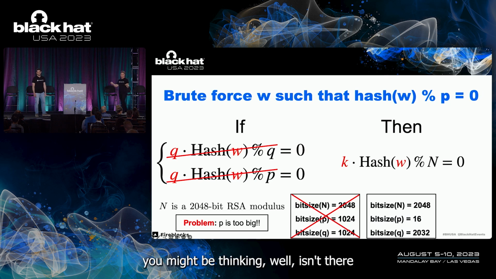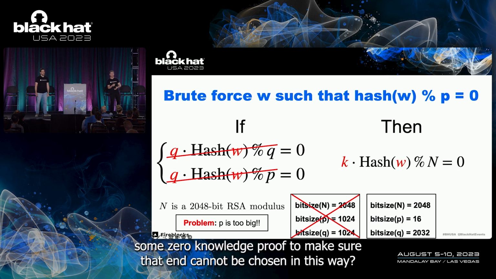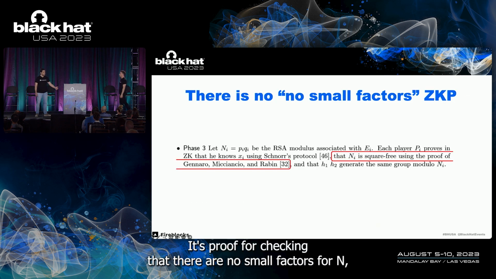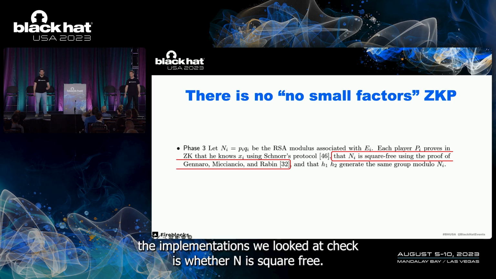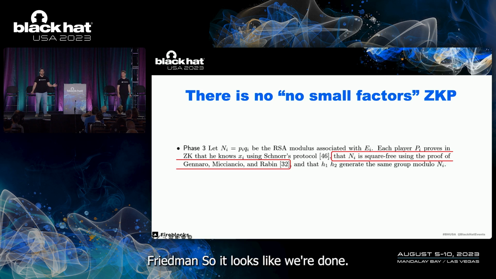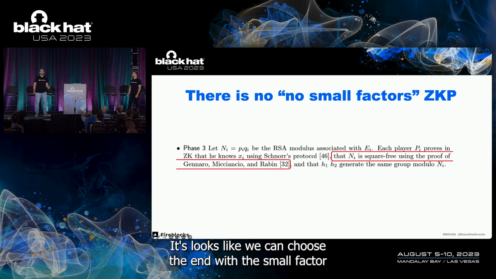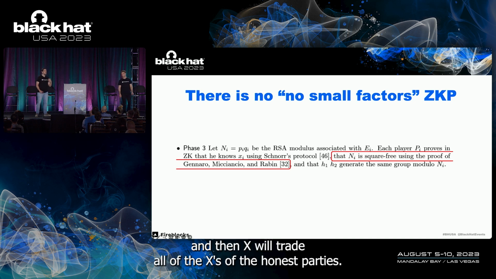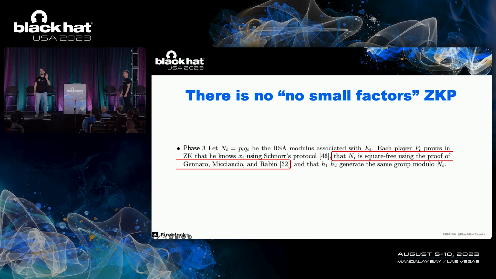You might be thinking, wait, isn't there some zero-knowledge proof to make sure that n can't be chosen in this way? It turns out that there is no zero-knowledge proof for checking that there are no small factors for n. The only thing that the implementations we looked at checked is whether n is square free. I won't be diving into the technical definition of square freeness. So it looks like we're done. It looks like we can choose the n with the small factor, set k to be a big value, cheat in the range proof, and then exfiltrate all of the x's of the honest parties.